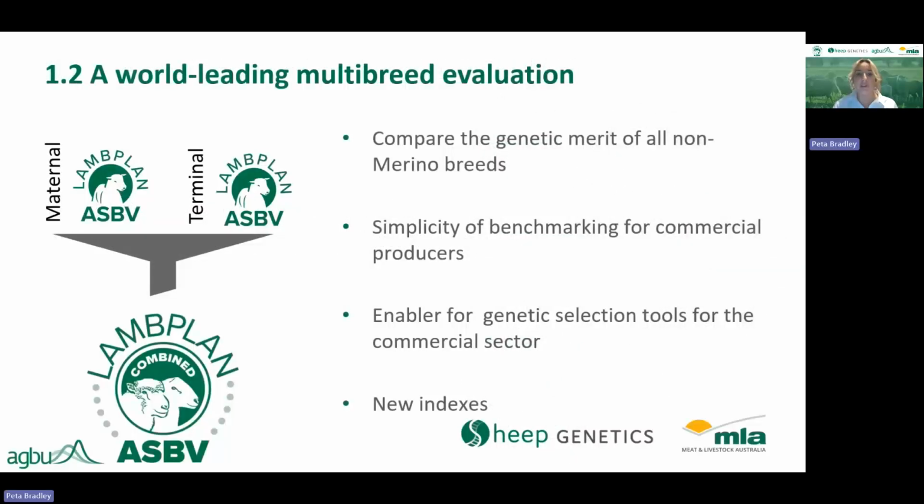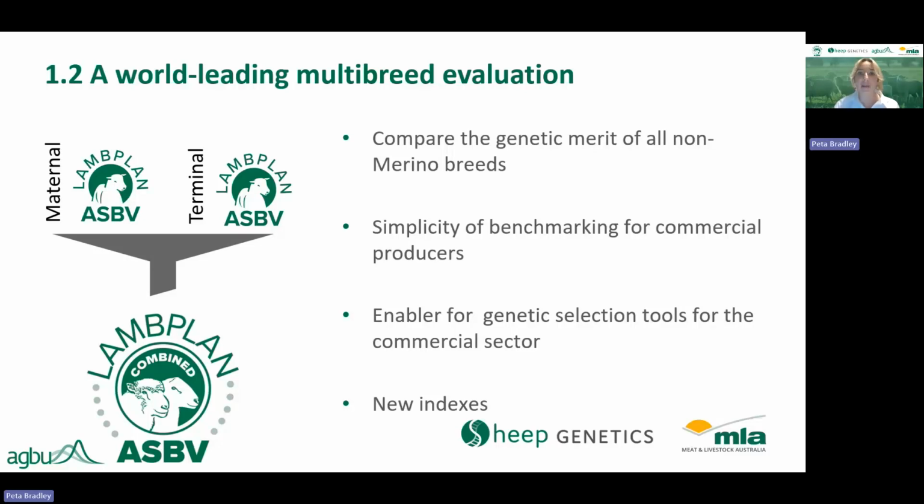So for those that are familiar with Sheep Genetics, we've had the maternal and terminal LambPlan evaluations. Those two evaluations are independent, meaning that the breeding values arising from the maternal analysis cannot be compared to those in the terminal. Essentially, combined LambPlan is the merging of those two evaluations into one single evaluation. And that allows us to compare the genetic merit of all non-Merino breeds. And essentially, it is making things simpler. We're simplifying our genetic message for commercial producers.